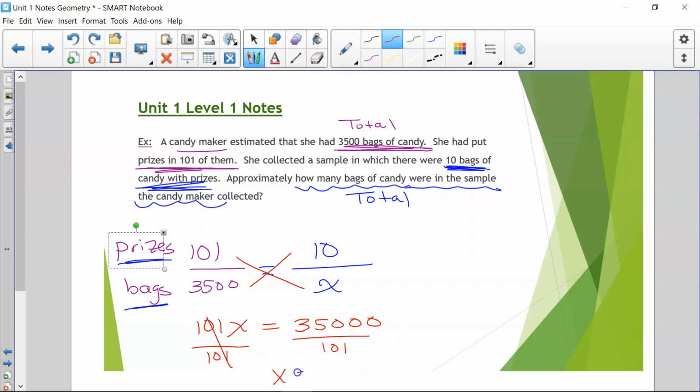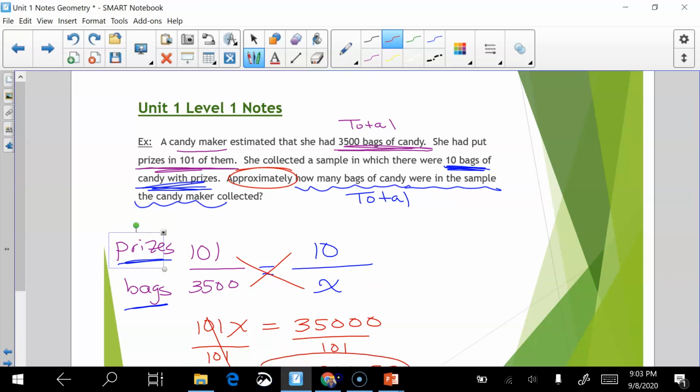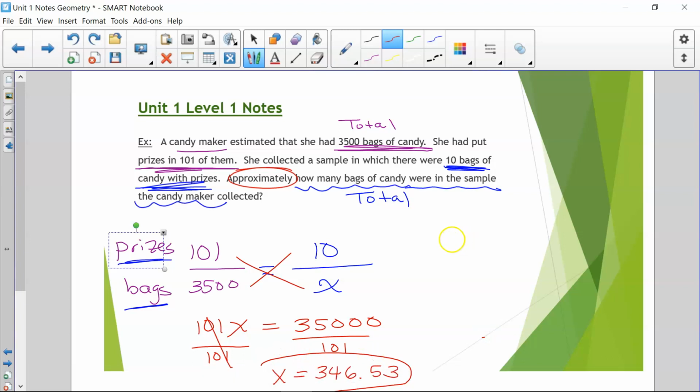Solving this equation for x, we'll divide by 101 because we're saying what times 101 equals 35,000. And when we divide that, we get 346.53. It says approximately how many bags, so we would have to pay attention to rounding. But in this case, we'll just round to the nearest whole since there's not a specification. And we'll say it's 347 instead of 346. We'll look to the right. Since it's 5 or above, give that a shove. So there's about 347 bags of candy in the sample where 10 of them had prizes.